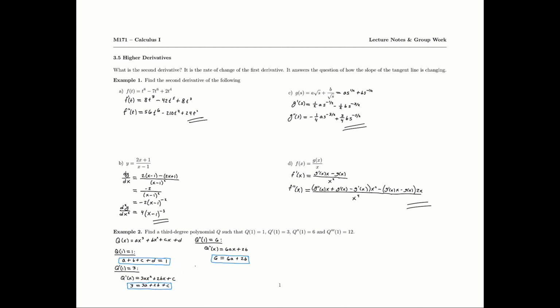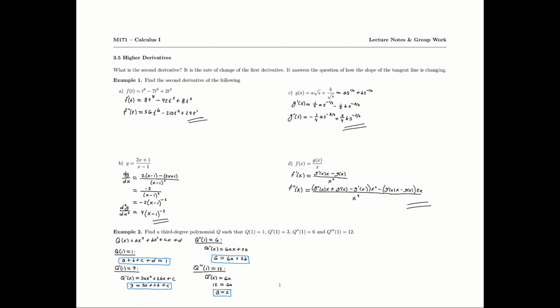The last piece of data is q triple prime, the third derivative at x equals 1, is equal to 12. So again, we'll find the third derivative to get 6a. And we know that that is 12 when x is 1. There is no x, so it's just 6a. So now this equation right here can actually be simplified. It allows us to solve for a. A is 2.